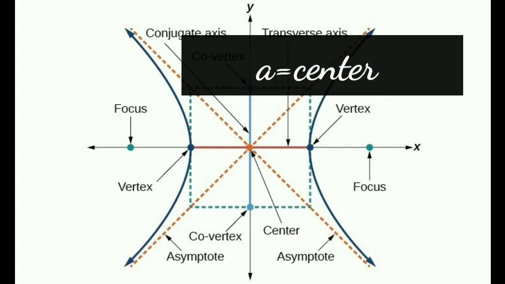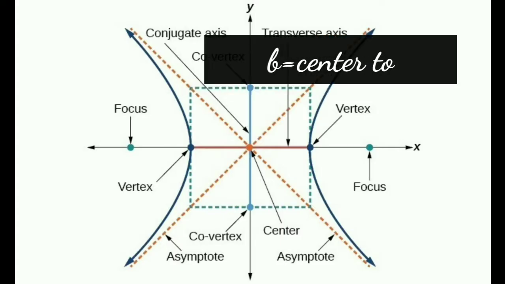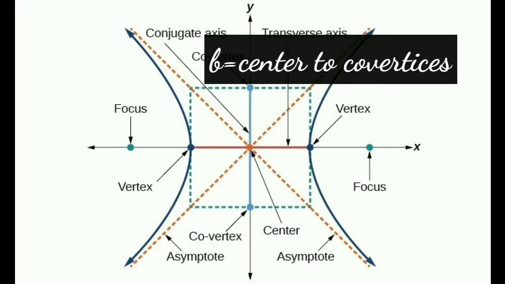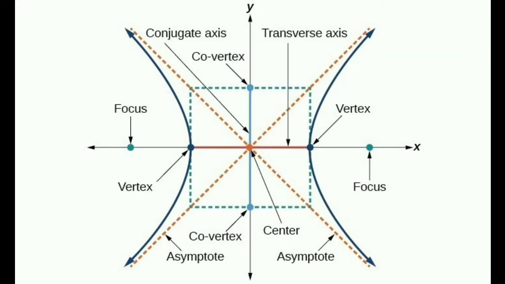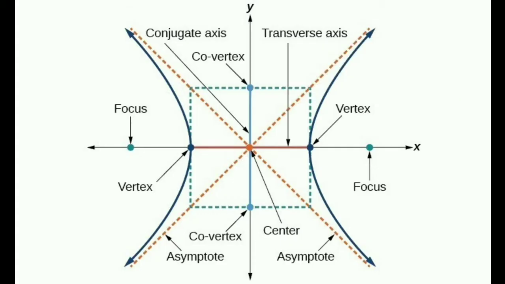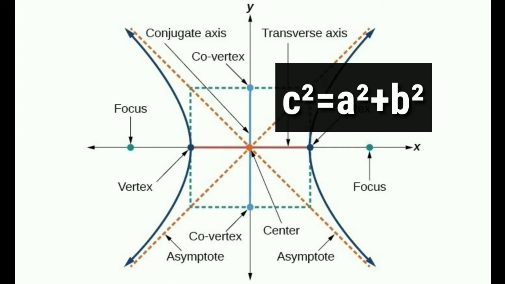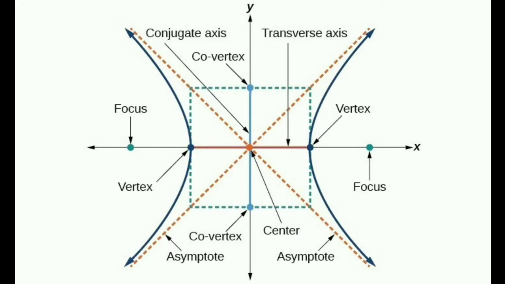A is the distance from the center to our vertex. B is the distance from our center to the endpoints of the conjugate axis, or to our co-vertex. And C is the distance from the center to our focus. The formula for finding the C value in a hyperbola is C squared is equal to A squared plus B squared, unlike in an ellipse where C squared is equal to A squared minus B squared. So these are the different parts of a hyperbola.